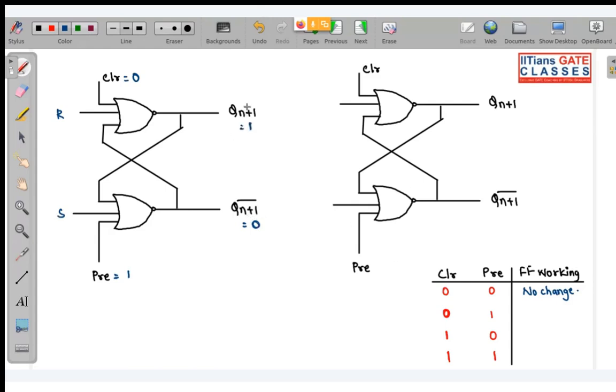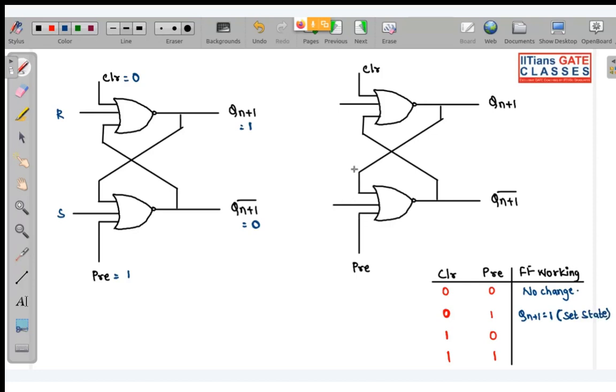So what does this imply? That your normal output is 1 and complemented output is 0. So immediately, as your Qn plus 1 is equal to 1, it will set your flip flop, set state. Immediately it will take your flip flop to set state.